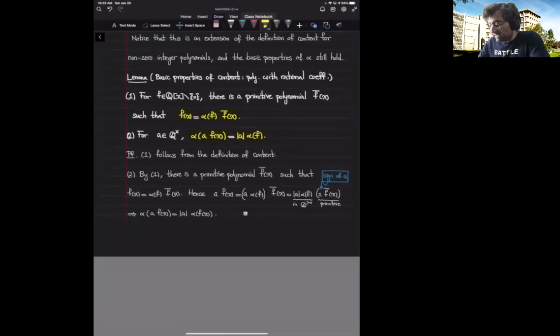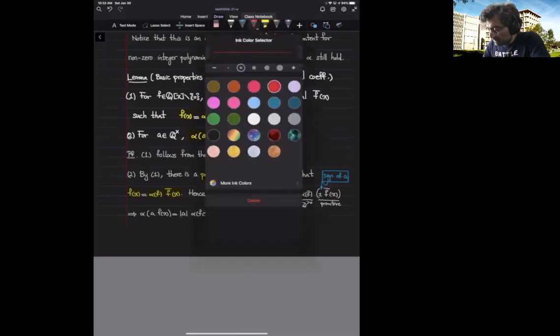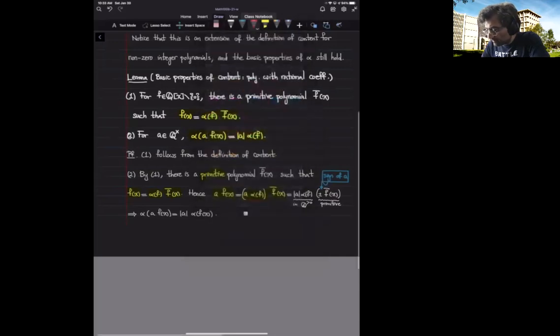So what does content of F mean? It means that F can be written as its content times some primitive polynomial. So this F bar is a primitive polynomial. Now I'm going to multiply both sides by A. So A times F(x) is A times the content of F times this primitive polynomial. Now, if A is already positive, then A times the content of F is a positive rational number, and by the uniqueness of the content, we deduce that this number is indeed the content of A times F.